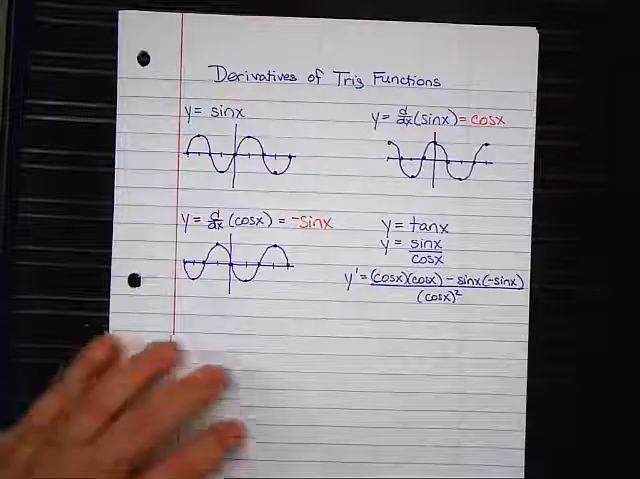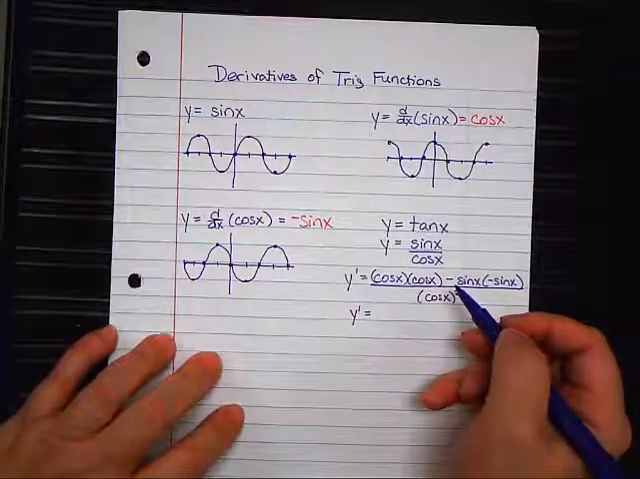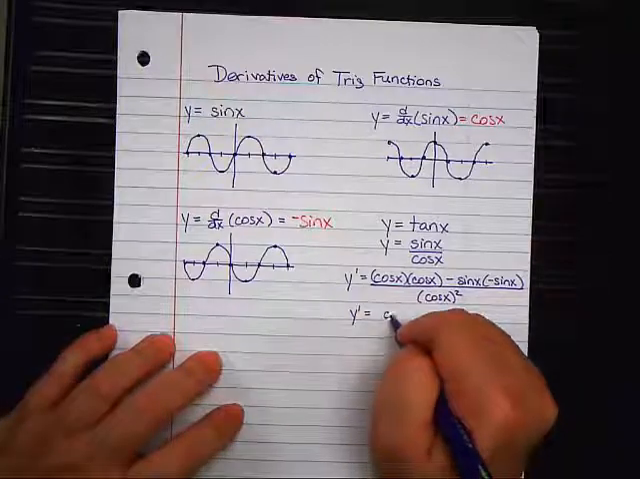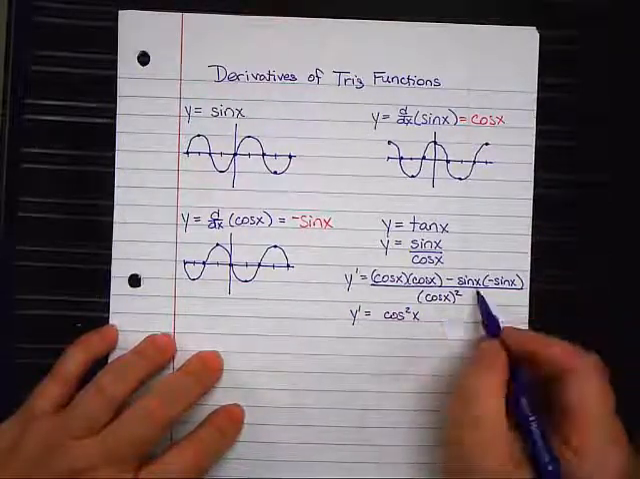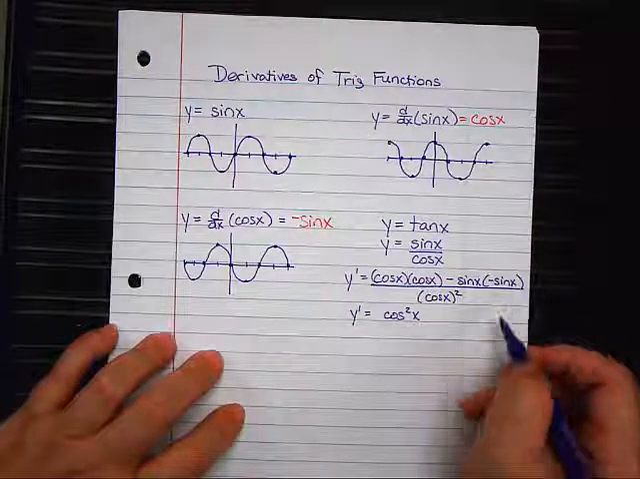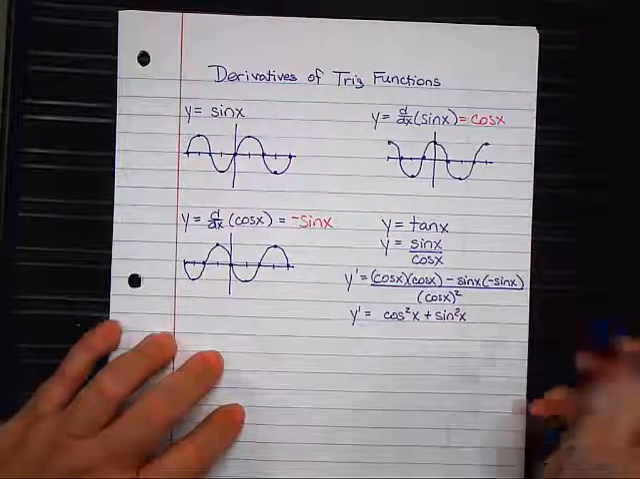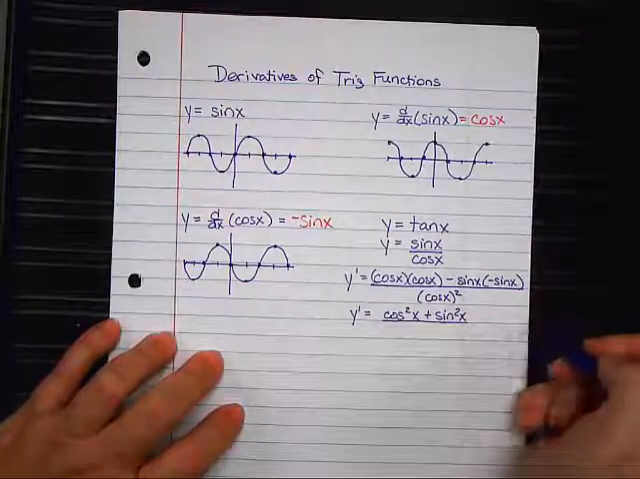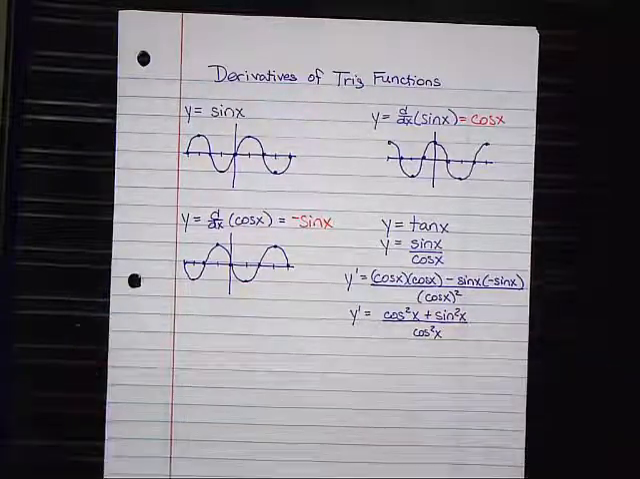Okay. Next step. Y prime equals. What's another way to write cosine times cosine? Cosine squared. Put the squared inside of the cosine like so. Now, negative sine times negative sine is positive sine squared x, over, now the bottom is still cosine squared x.